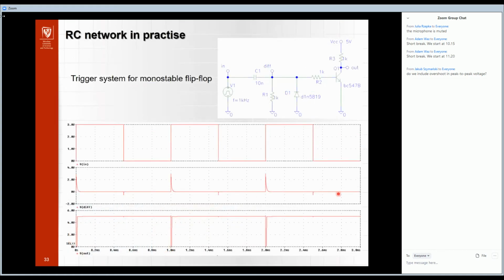Okay, and at the end, I would like to show you some RC network in practice. It is a trigger system for a monostable flip-flop device. You examine such a device in the electronic circuit laboratory in the fourth semester, and this is part of such a device. It is only the trigger system, and so we have here the source, the capacitors, resistors 1 and 2, transistors, and a diode here.